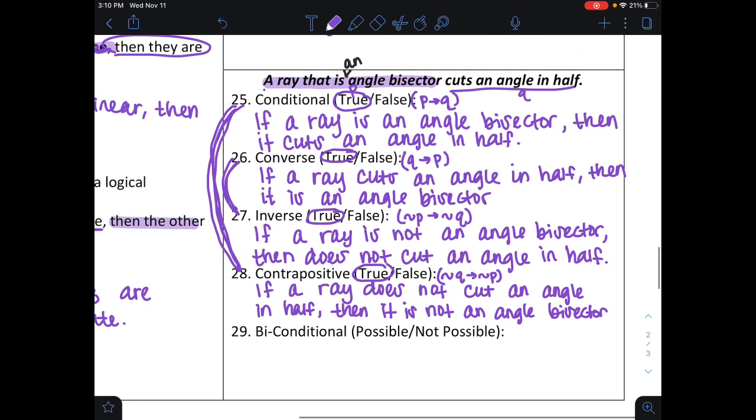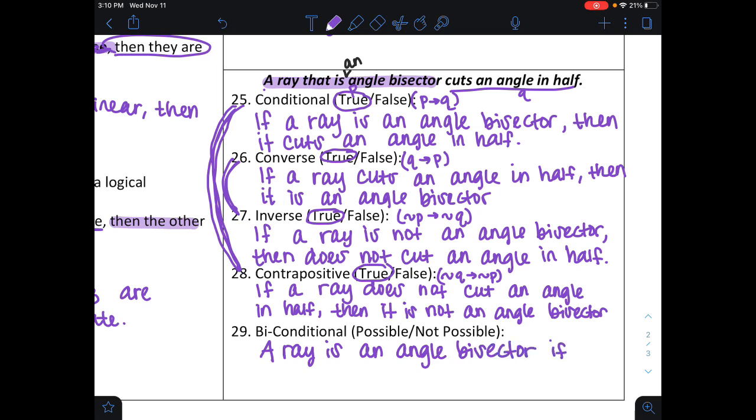So for the biconditional, you do not start with the word if. So a ray is an angle bisector if and only if it cuts an angle in half.